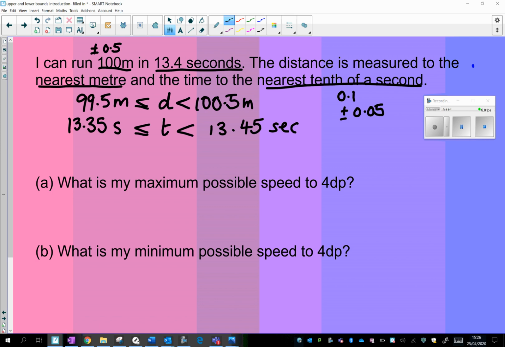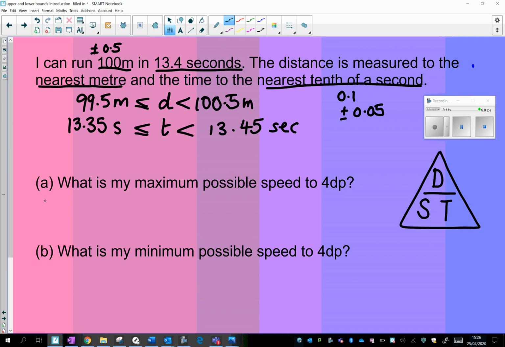Okay, now let's think what we're asked to do. We're asked to find the maximum possible speed, and in order to do that we need to know the relationship between speed, distance and time. You might know it using the DST triangle, so there's DST. So to find the speed is distance divided by time.